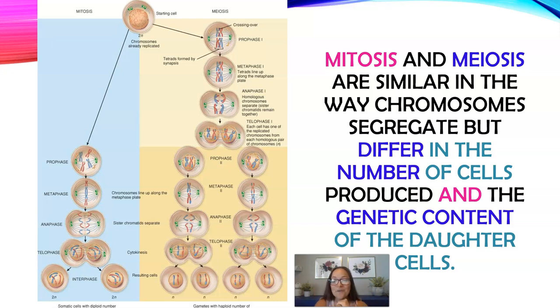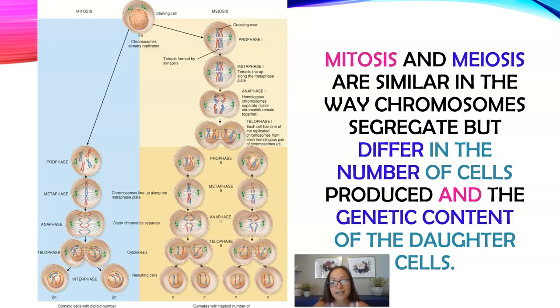The difference is that we have a different number of cells. In mitosis, you get 2 identical daughter cells. They are identical not only to each other, but also to the parent cell. In meiosis, we have 4 genetically different haploid cells. Not only are they different from each other due to crossing over and independent assortment, but they're also different from the parent cell. Meiosis starts with a diploid germ cell and ends with 4 haploid gametes.